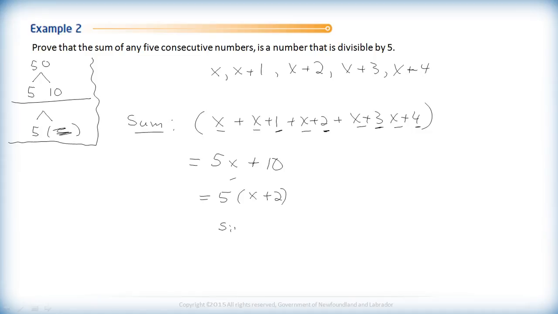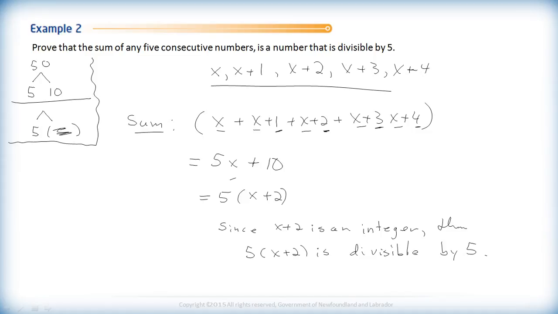Okay, so then we can just write a little conclusion. Since x plus 2 is an integer, it's one of the ones we started with, isn't it? Doesn't really have to be, it just says consecutive numbers, but whatever. Integer, then 5 outside of x plus 2 is divisible by 5. Okay, little conclusion. And that shows that any 5 consecutive numbers are divisible by 5. Quod erat demonstrandum. We have proven it.